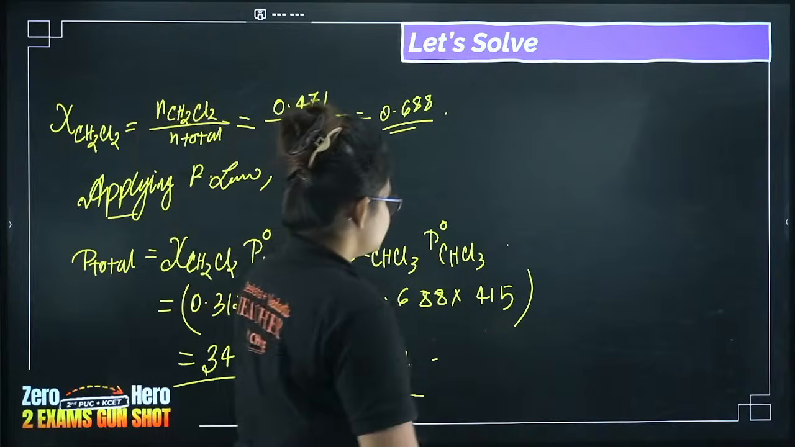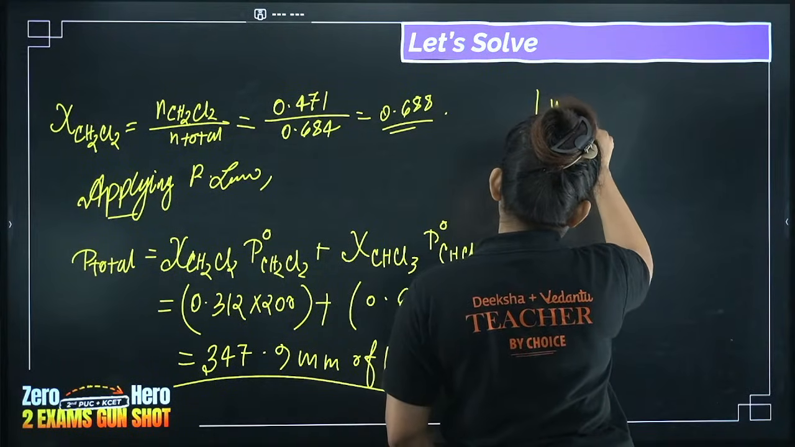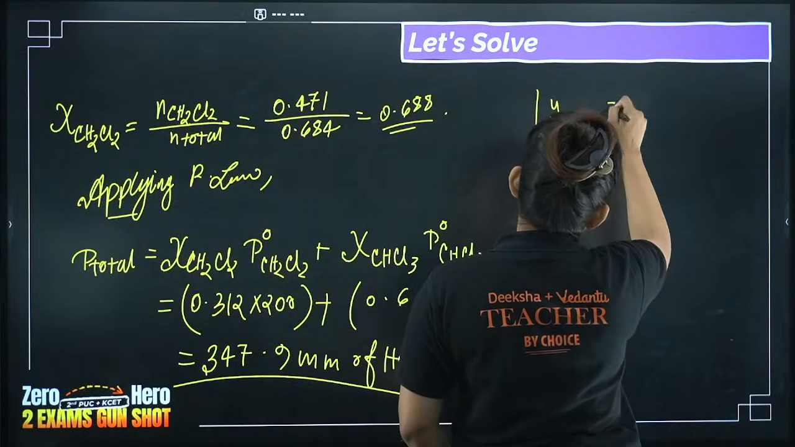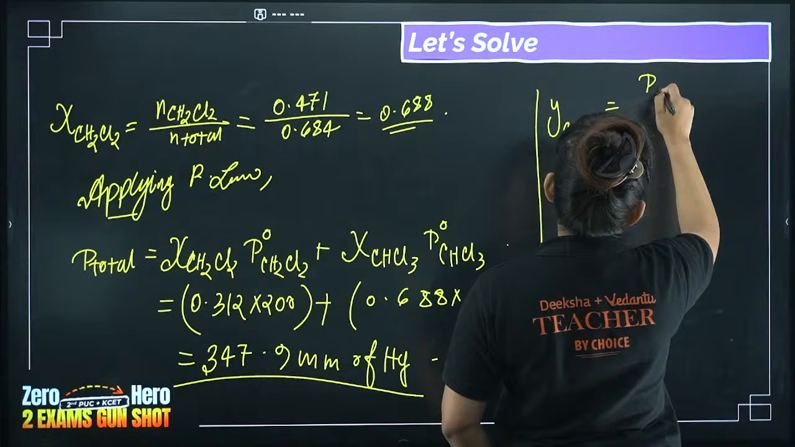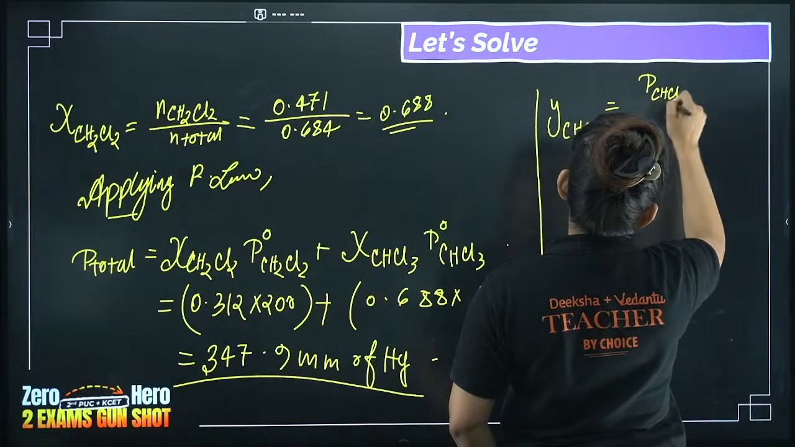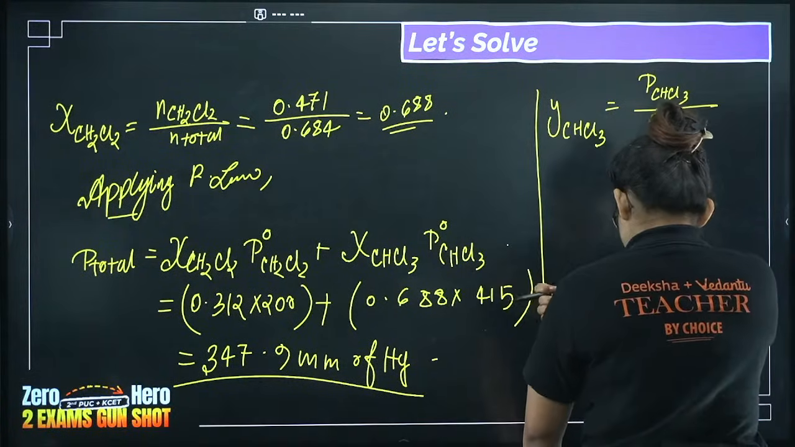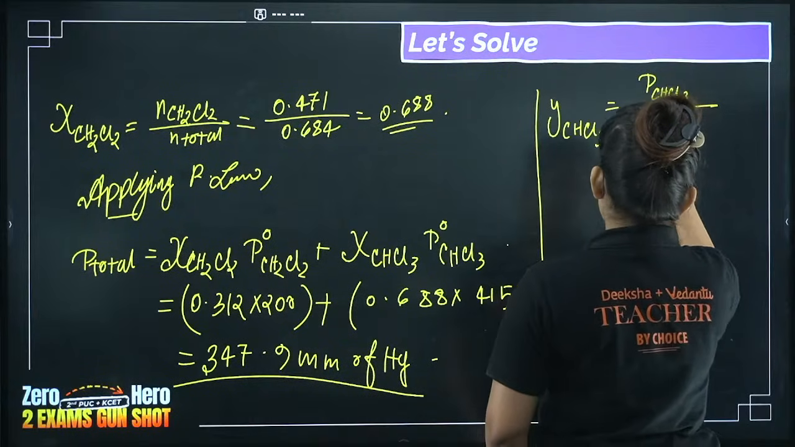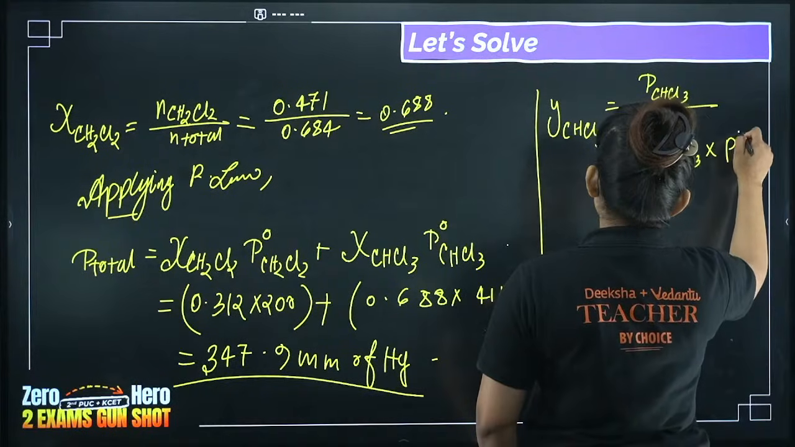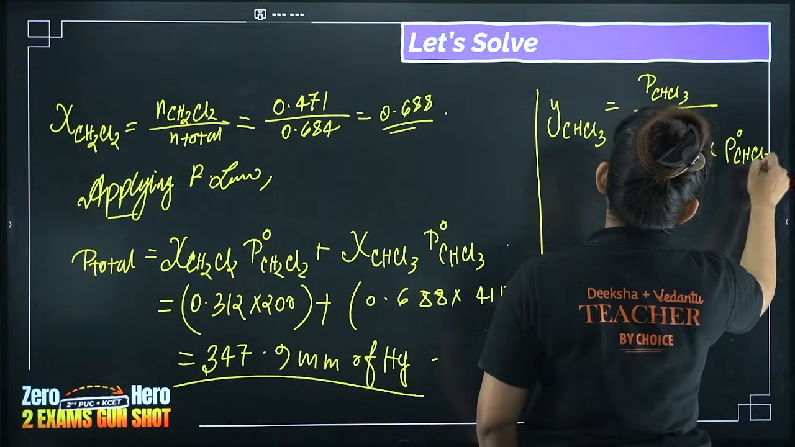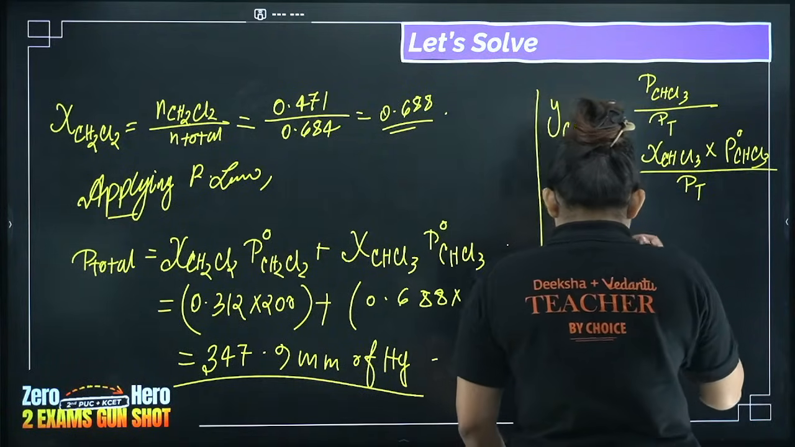By the time, let me just calculate the vapor phase composition. Sorry, vapor phase composition for CHCl3. So that's going to be the pressure of CHCl3 divided by total pressure. So how should I find the pressure of CHCl3? Mole fraction of CHCl3 into P0 of CHCl3 divided by PT.